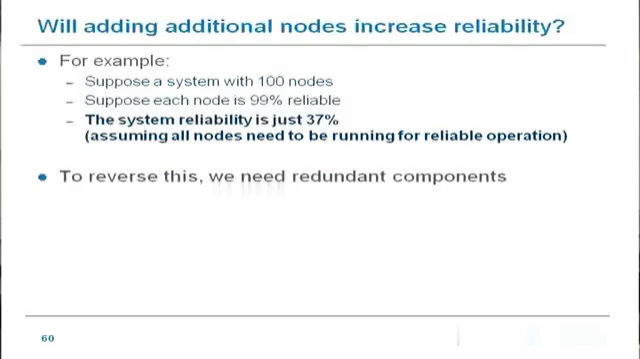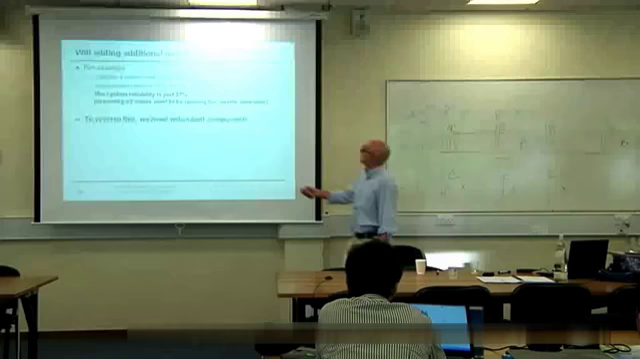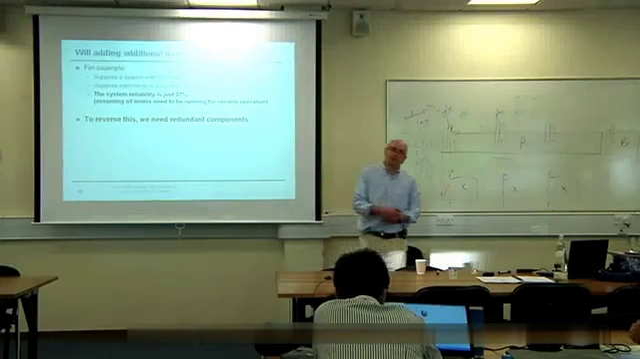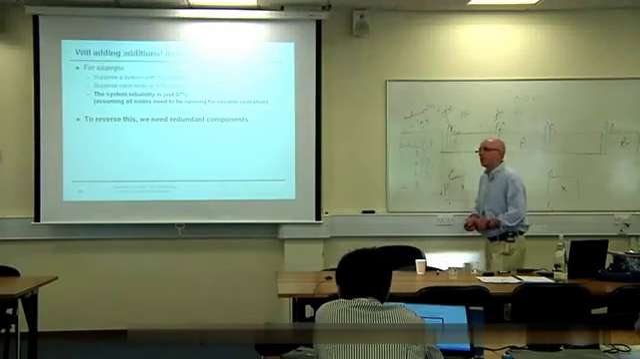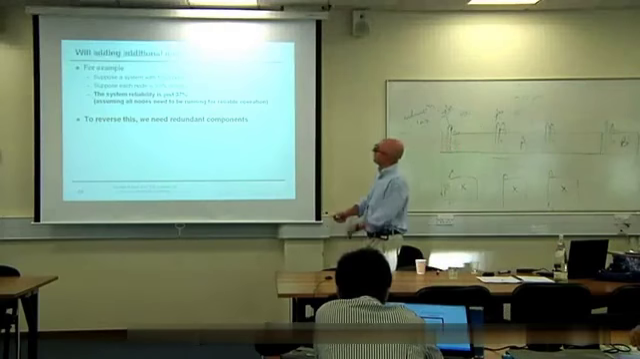Then there are some basic things we have to think about. We've got a system with 100 nodes. Each node is 99% reliable. If we need all of the nodes to work for the system to remain in effective operation, the overall system reliability is just 37%. 0.99 times 0.99 times 0.99, etc. gets you down to 37% quite quickly.